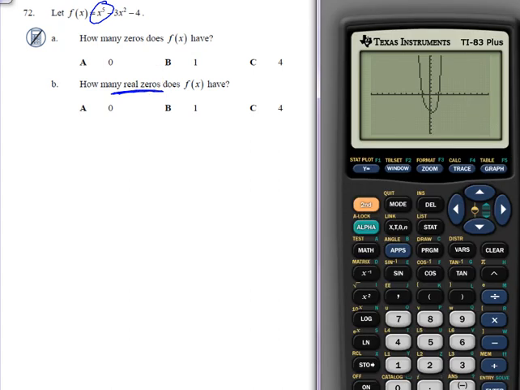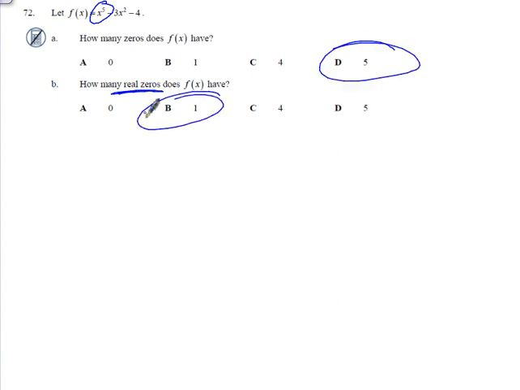So again, I can use my calculator. Type in this function, x to the 5th minus 3x squared minus 4. Again, take a look at this graph, and I see 1 zero. So that's all we have. So the answer to that would be B, 1 zero.